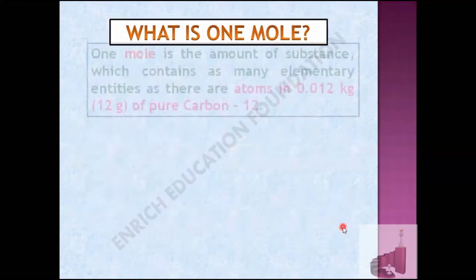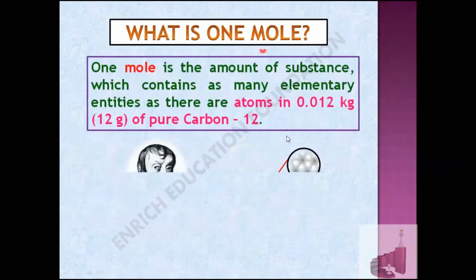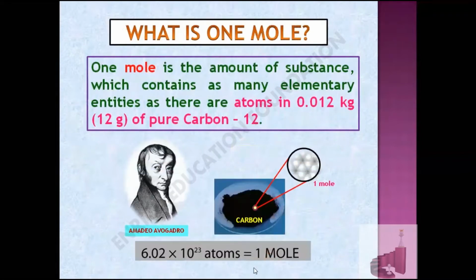Next, we'll see what is 1 mole. 1 mole is found to contain about 6.02 into 10 to the power of 23 atoms. Now suppose you are considering a bowl containing carbon particles, and there is C12 particles, and if we are considering 12 grams of C12, then in this C12 there are found to be 6.02 into 10 to the power of 23 atoms, and this amount is called 1 mole.